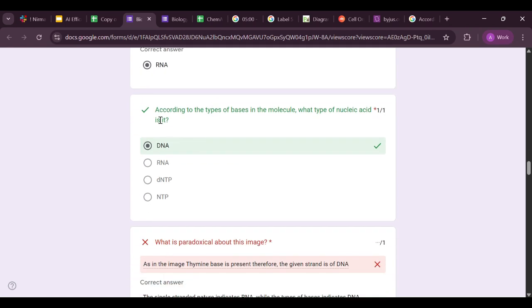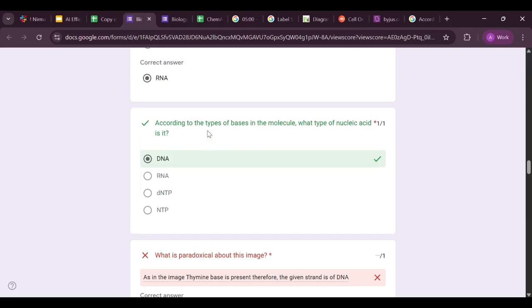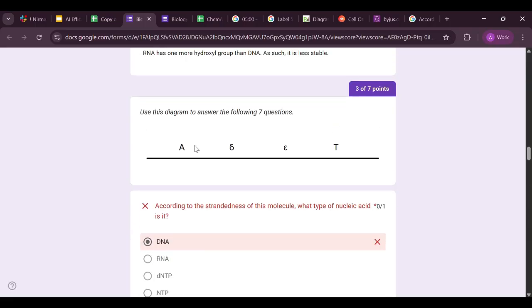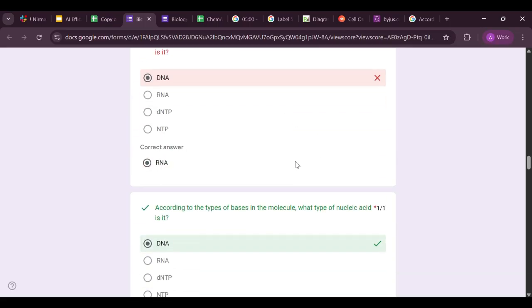The other one: according to the type of bases in the molecule, what type of nucleic acid is it? As I have said, there is a presence of A and T. Therefore, it is a DNA molecule. If U was used in place of T, it would be RNA. So this is correct in my case.